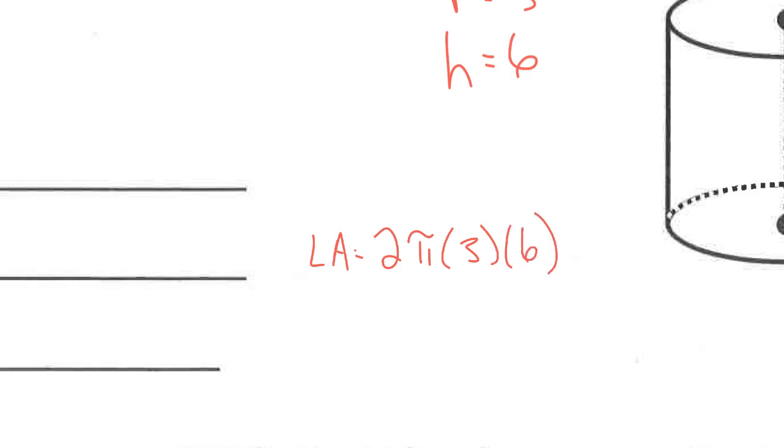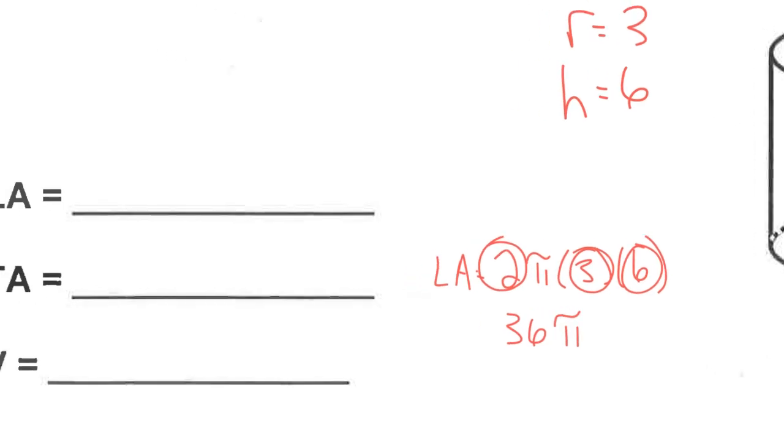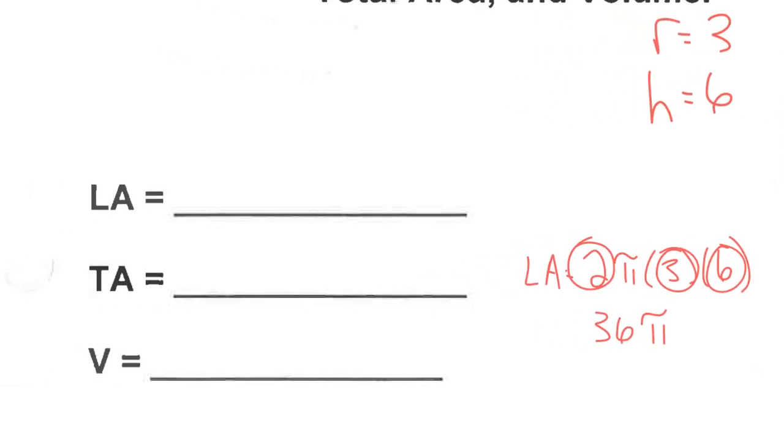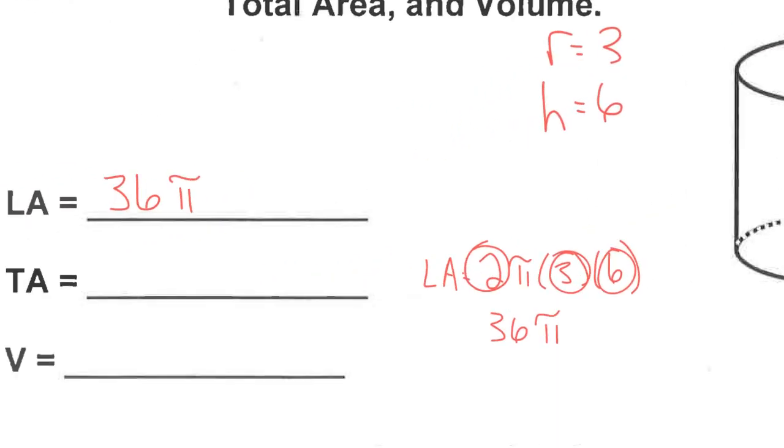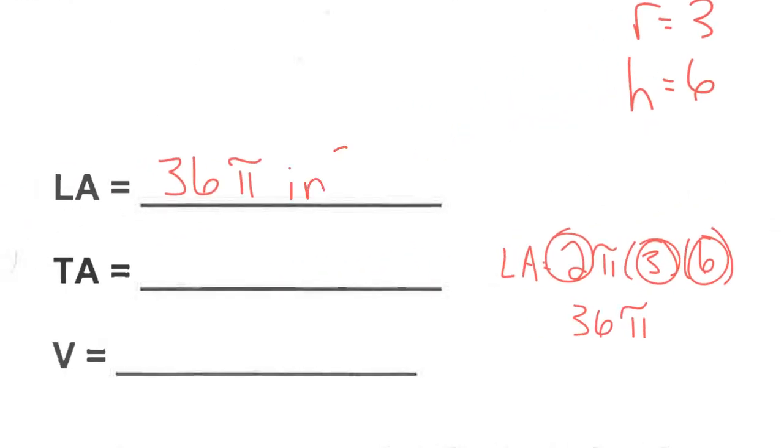So the pi is going to be there. Don't leave it out. Basically, you're just multiplying 2 times 3 times 6, which ends up giving you 36 pi. So I come over here, and I'm going to do something a lot of you forgot to do on the test. The answer is 36 pi, but that's going to be inches squared. So please, guys, be careful and put your units.